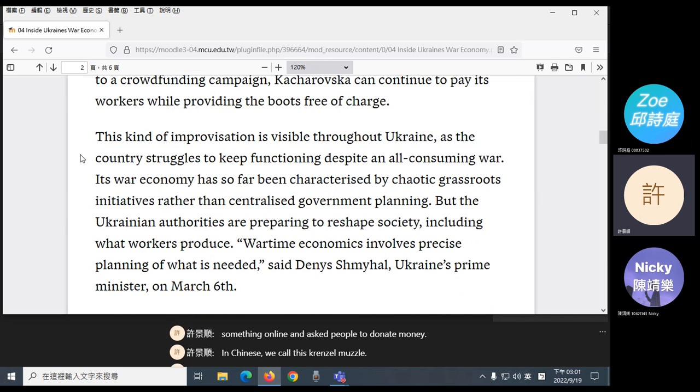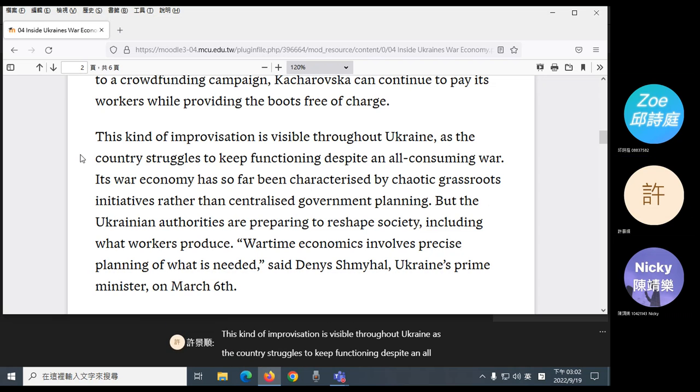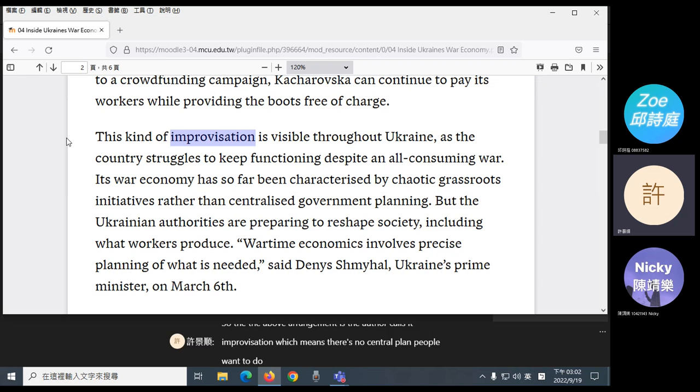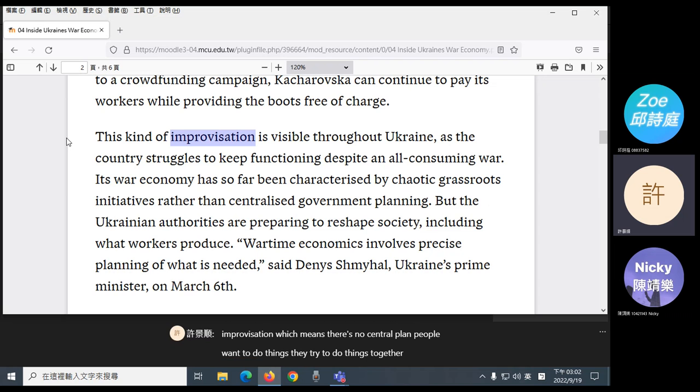This kind of improvisation is visible throughout Ukraine as the country struggles to keep functioning despite an all-consuming war. So the above arrangement, the author calls it improvisation, which means there's no central plan. People want to do things, they try to do things together, and if it works, it works. If it doesn't work, they try something else. It's not planned.